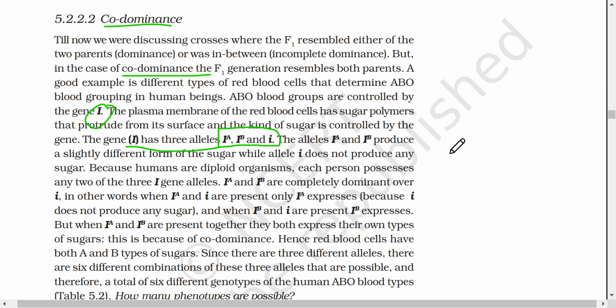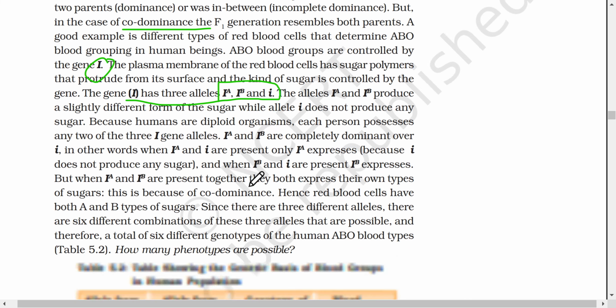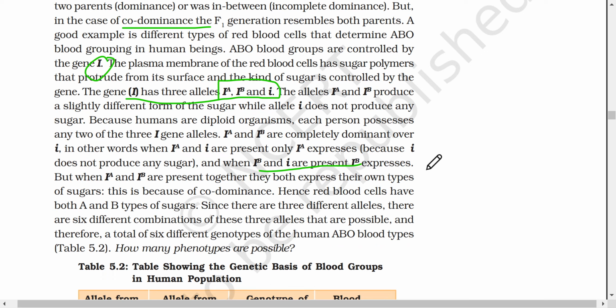The alleles IA and IB produce a slightly different form of the sugar, while allele i does not produce any sugar. Because humans are diploid, each person possesses any two of the three I genes. Obviously, we're diploid. हमें तीन में से दो ही होंगे. Fine, दो ही alleles होंगे. IA and IB are completely dominant over small i. In other words, when IA and small i are present, IA will get expressed. यानी IA और IB अगर individually small i के साथ present है because वो sugar produce कर रहे हैं तो वो dominant है. Small i does not produce any sugar. जैसे अभी हमने enzyme वाला देखा था, fine. And when IB and small i are present, IB will express because they are dominant.